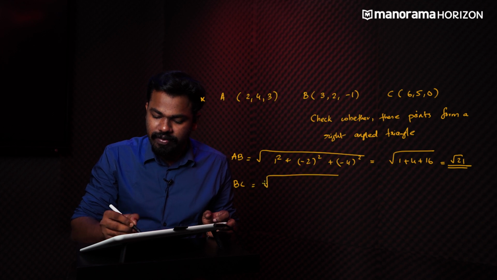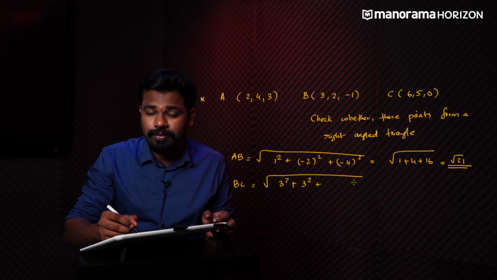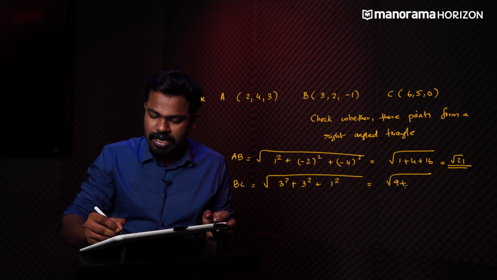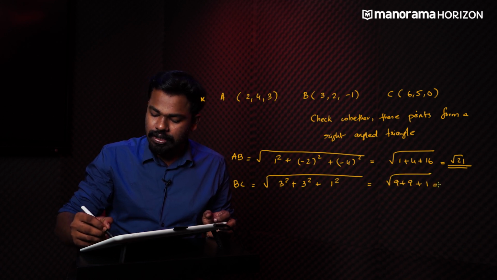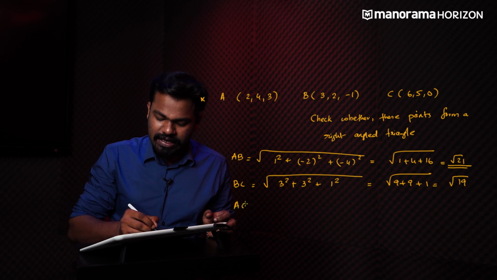BC is equal to, in the same way, (6 minus 3) 3 square, plus (5 minus 2) 3 square, plus (0 minus minus 1) 1 square. So that is root of 9 plus 9 plus 1, that is root of 19. So that is BC. And in the same way, what is AC?